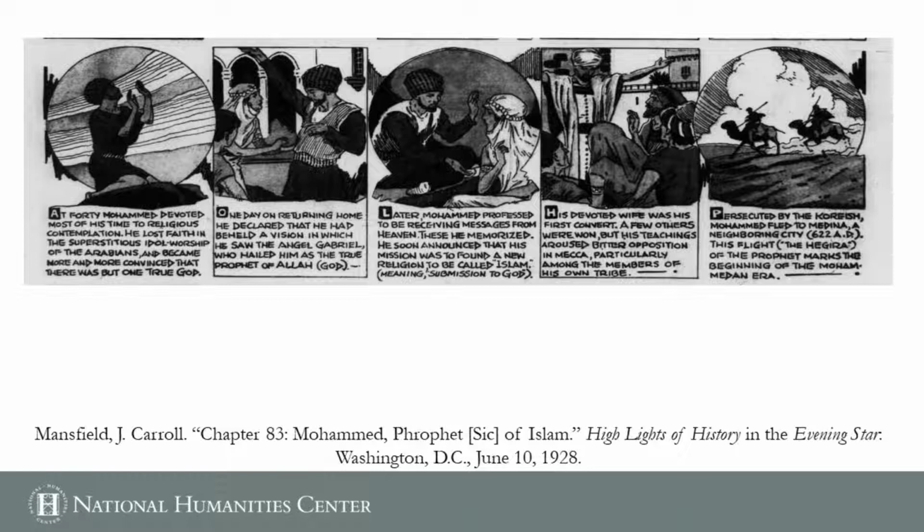Yes. So J. Carroll Mansfield is a cartoonist who lived and worked most of his life in the greater DC area in the 1920s and 30s. At some point in the 1930s or 1940s, it looks like he moves to Atlanta, and he continues to work there. This series, Highlights of History, runs for about 20 years, between 1924 and 1942. It was intended for newspapers, and it was syndicated across the country.